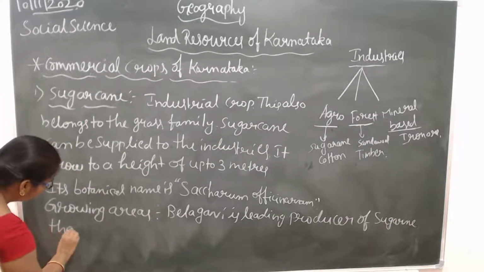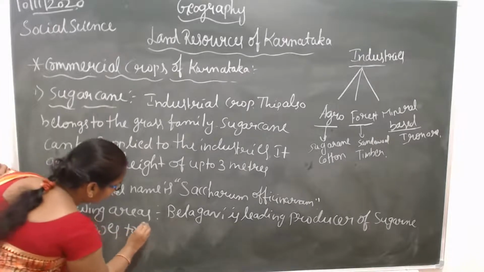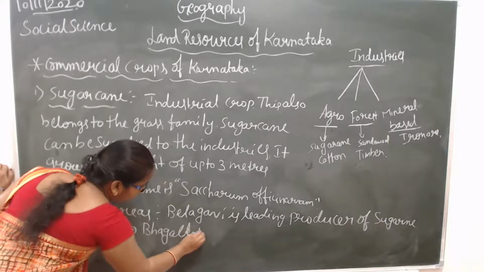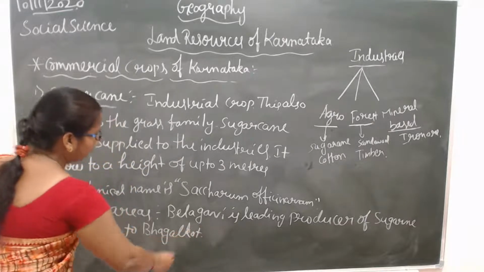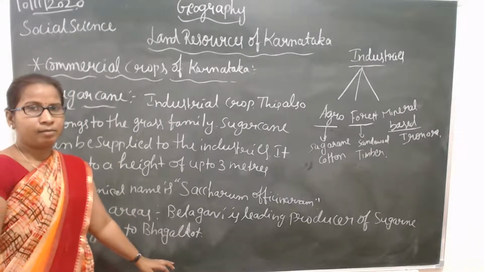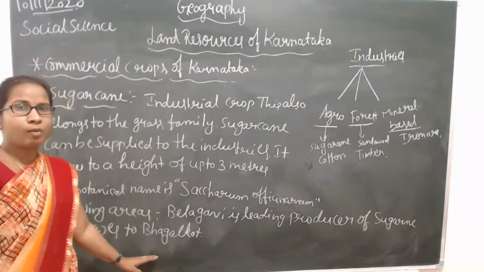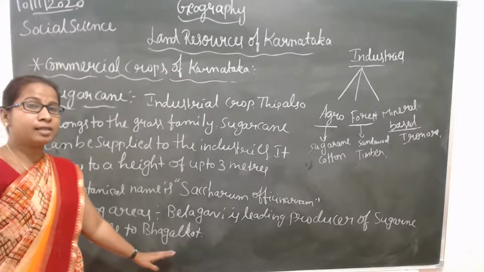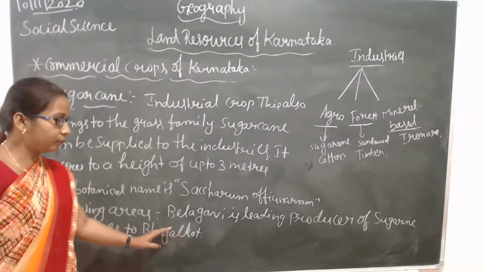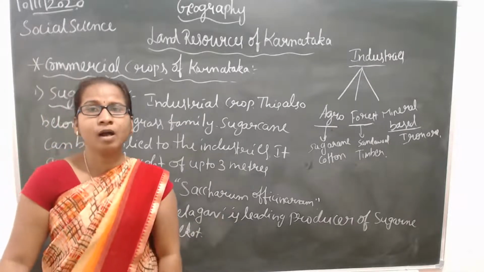Then it goes to Bagalkot, because Bagalkot is one of the districts where people have water, that is irrigation facilities. Means the Almatti dam is there. The Almatti dam provides canal irrigation as well as water supplied to their fields. Because of that reason, Belgaum is the leading producer of sugarcane.